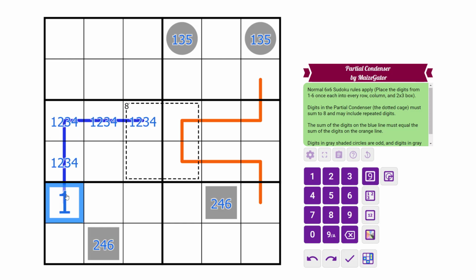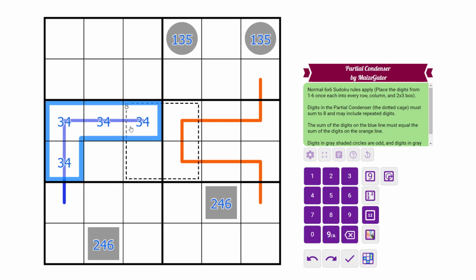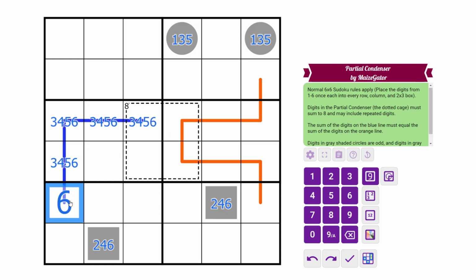There's one other blue line cell poking into the box below, and that could be a repeated 1. The sum of 1, 1, 2, 3, and 4 is 11. The maximum the blue line could be would be 3, 4, 5, and 6 inside the box with a 6 outside. The sum of those digits is 24. On the other side, the orange line is arguably even easier.